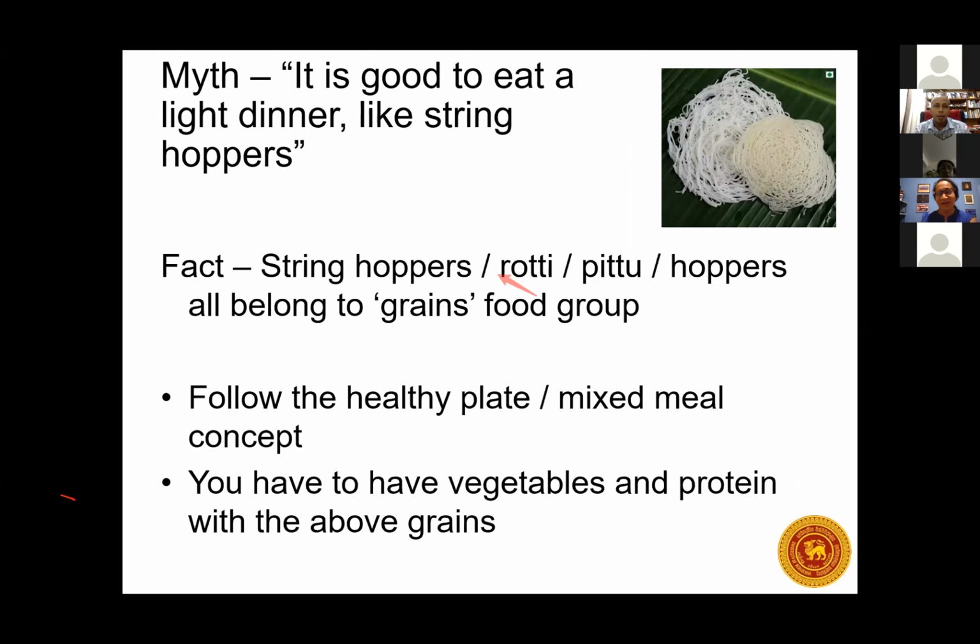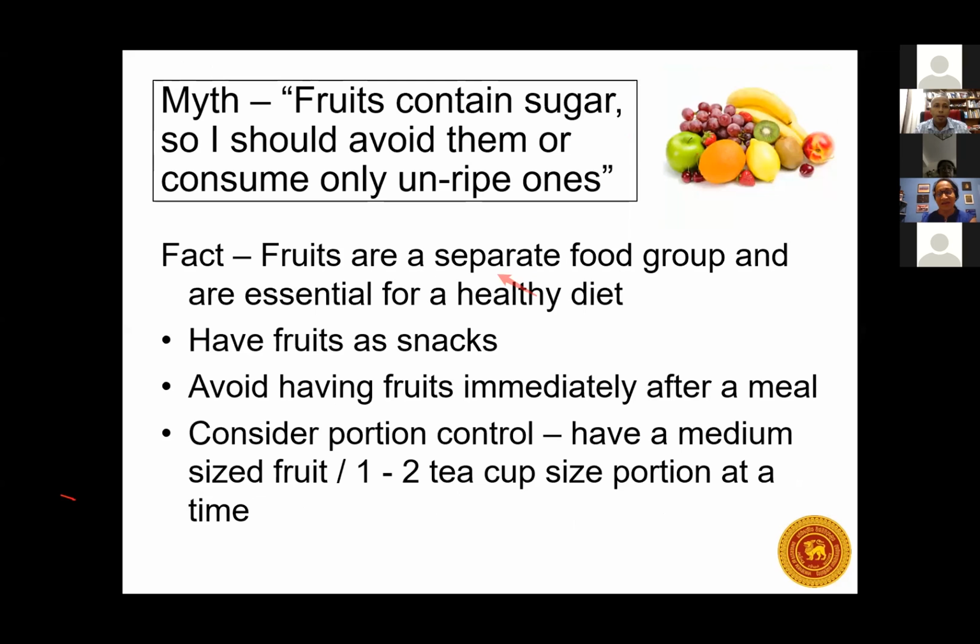And finally, some people are scared to eat fruits because fruits contain sugar. So some people with diabetes don't eat fruits. Or some people say you have to consume only unripe ones. So you have to have these very mild ripe ones and so on, but that is not necessary. So fruits are a separate food group and they are essential for a healthy diet. Try to have at least 2 fruits a day.